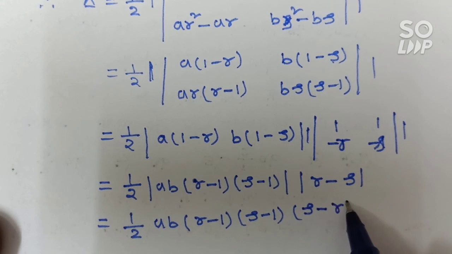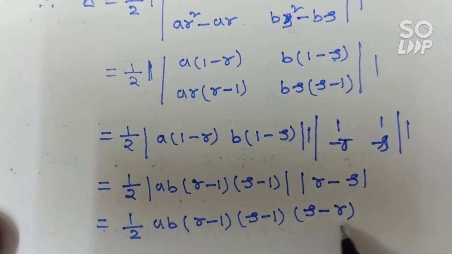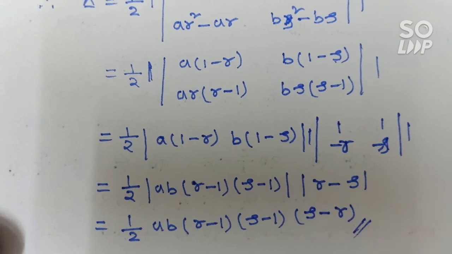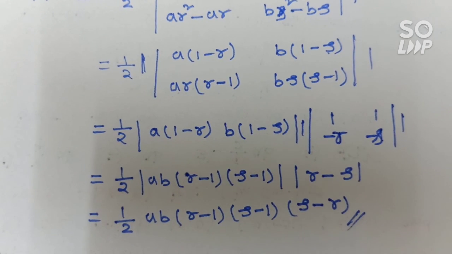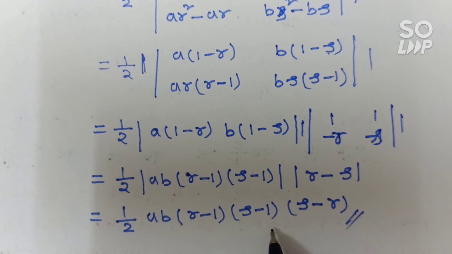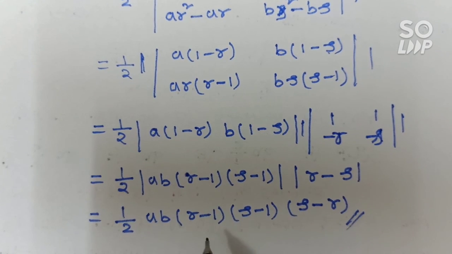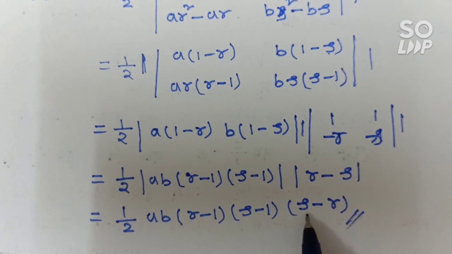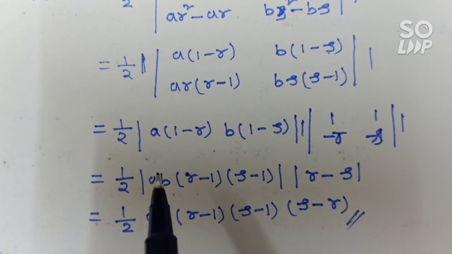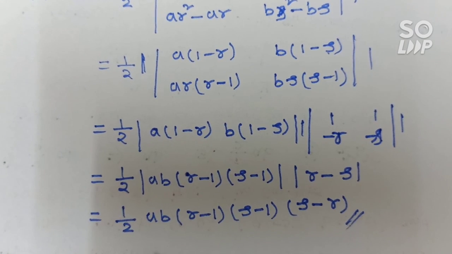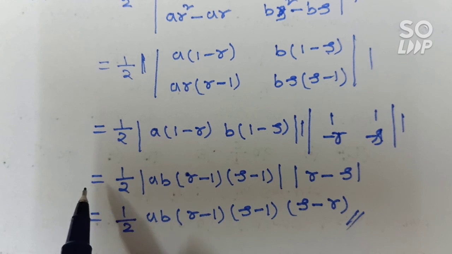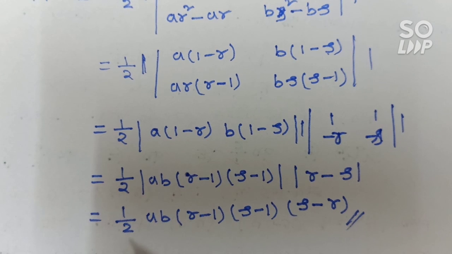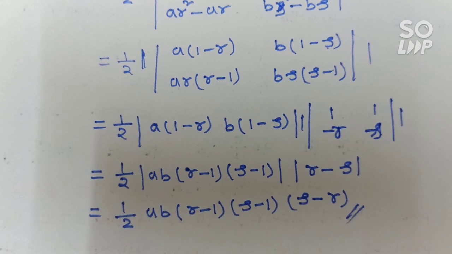So what is the correct answer? Here C is the correct answer. Suppose the same problem is given in the concept of collinearity, and the common ratios are equal, that is if r is equal to s, then this value will be equal to 0. Then the given points will be collinear. Why? Because the area of the triangle is 0, so the points will be collinear. That concept we will discuss in the next lecture.